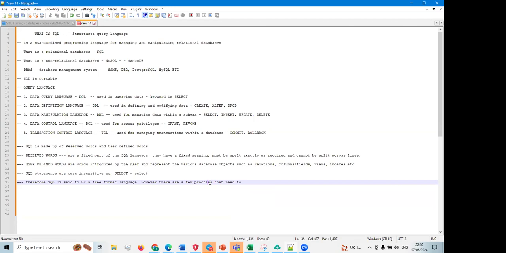A few practices that need to be observed. What are these practices? 1. Each clause in a statement should begin on a new line. Remember when I said certain words cannot be split on lines? So each clause in a statement should begin on a new line.